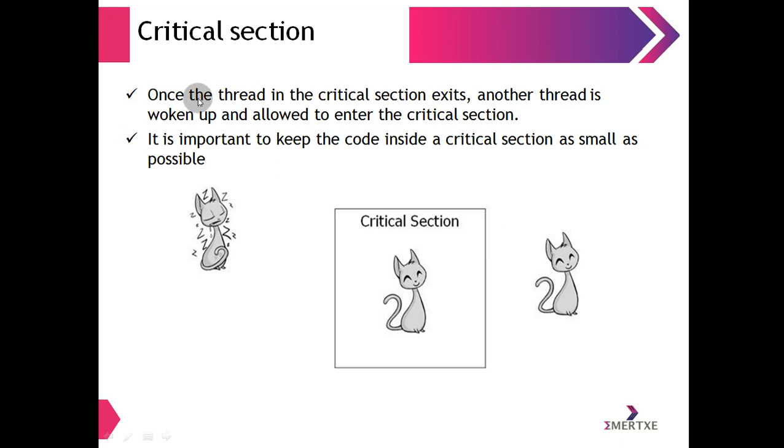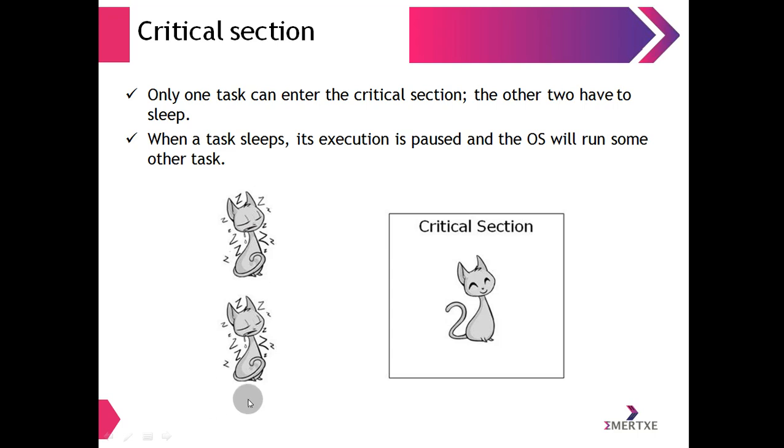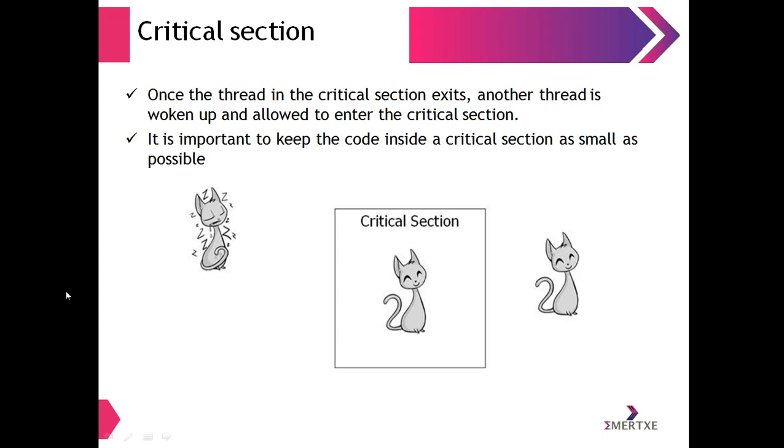Now once the thread in the critical section exits, another thread is woken up and allowed to enter the critical section. This task has been completed, it will exit, and another task will get an entry. In the previous slide, these two were asleep, and this one was performing. After the completion of this task, it will exit the critical section, and another task which is in sleep mode will get into the critical section. Only the one remaining task will be in sleep mode.